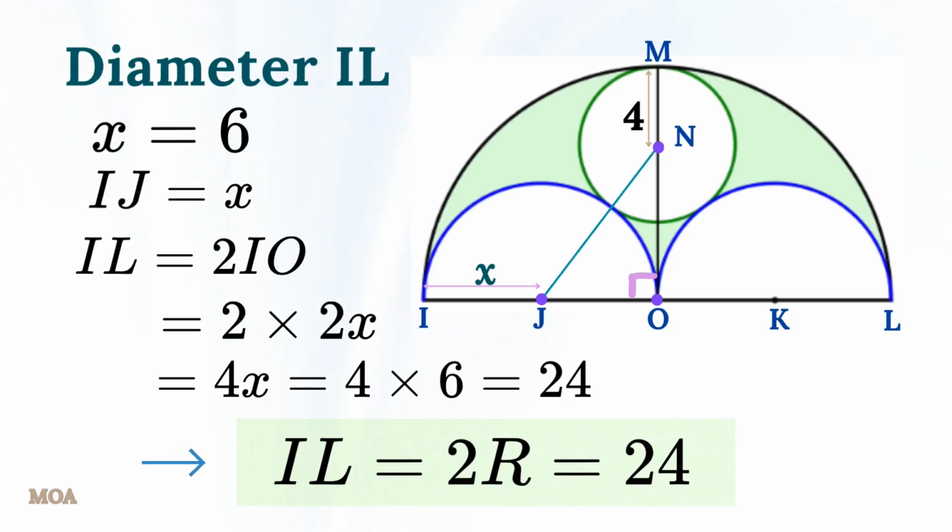Now, let us determine the diameter of the largest semicircle, denoted IL. Since x equals 6, and IJ equals x. In addition, IL equals 2 times IO, which equals 2 times 2x. This gives IL equals 4x, which equals 4 times 6, yielding IL equals 24.